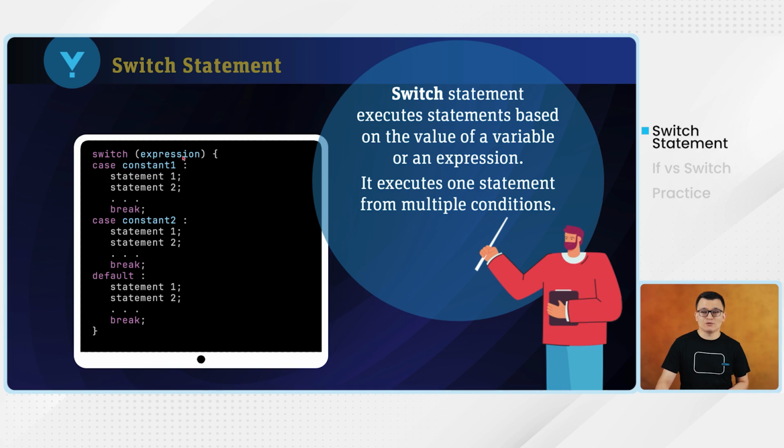If the case value is matching with the given expression, then the case block gets executed. But if the case value is not matching with the expression, then the case block does not get executed. It will check the next case block. Whichever case block's value is matching with the given expression of the switch statement, that's the case block that gets executed. If none of the case blocks are matching, then the default block gets executed.